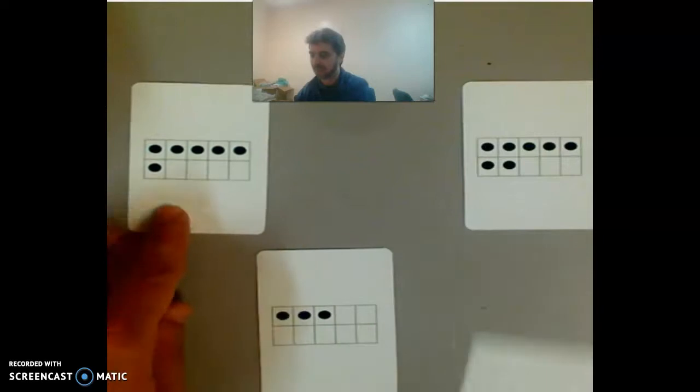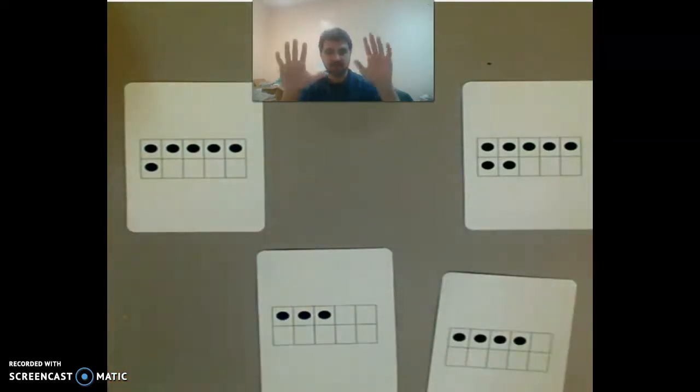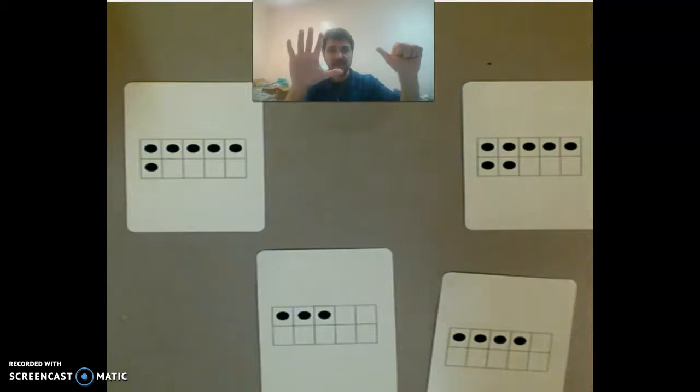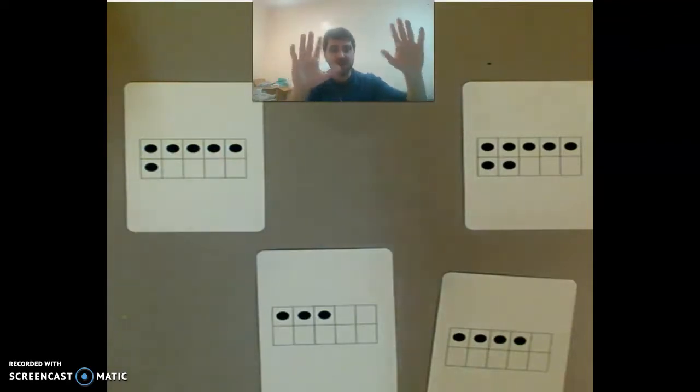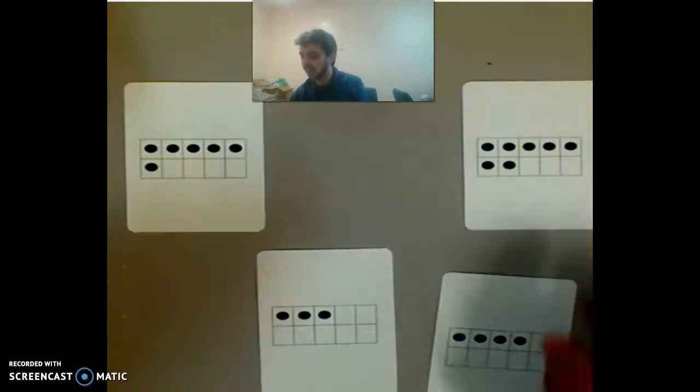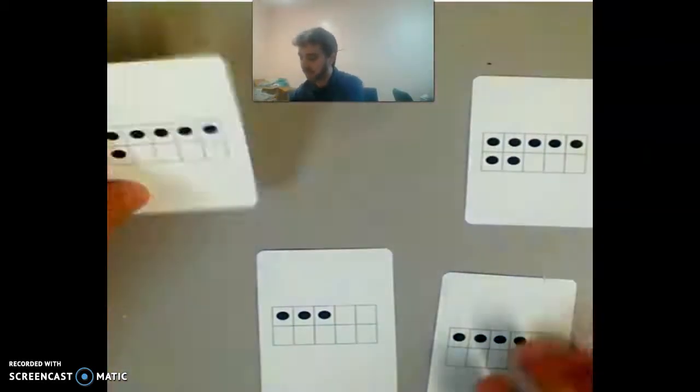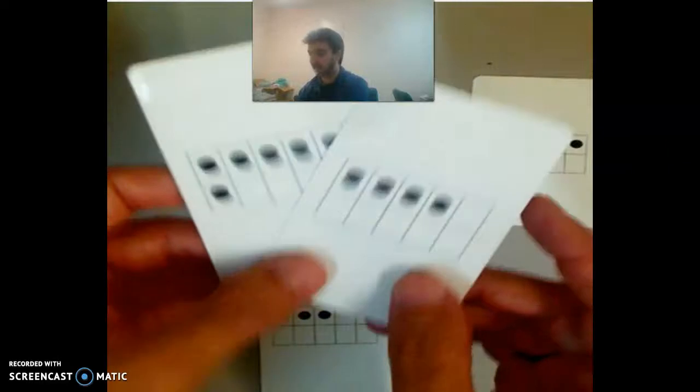4 goes with 6. Because if you have 6 and you add 4 more, so let's do it this way. If you have 6 and you add 4 more, whoop, you get 10. Okay? So 10 take away 4 is 6. 6 plus 4 is 10. 10 minus 6 is 4, 10 minus 4 is 6. Okay? This is why addition and subtraction are connected. All right. So we have our 6 and our 4. So those go together.